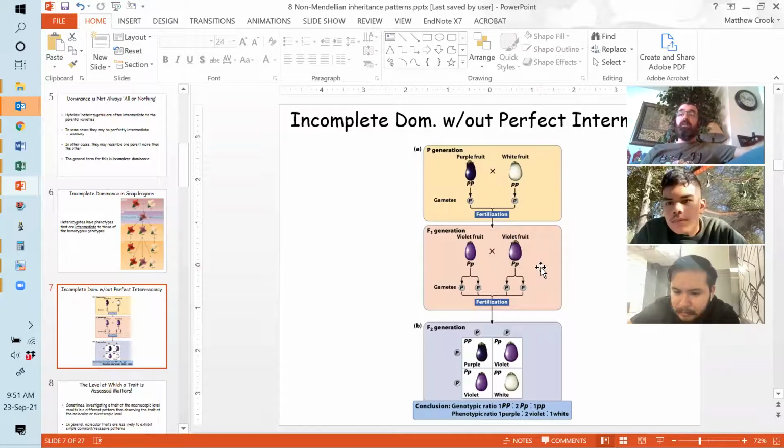Because if it was complete dominance, the F1s would look exactly like the dominant parent. That's what I've been teaching you all this time, right? That's not the case with incomplete dominance.